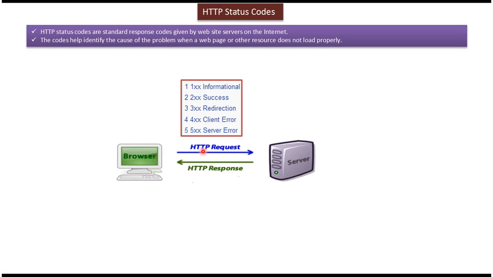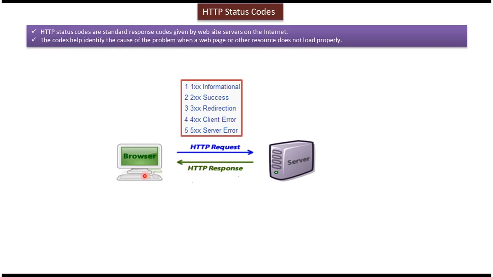Suppose the client sends an HTTP request to the server, and the server cannot process the request because some internal server error happens, or the service is not available. Then along with the HTTP response, the server sends a 500 series server error status code back to the client.